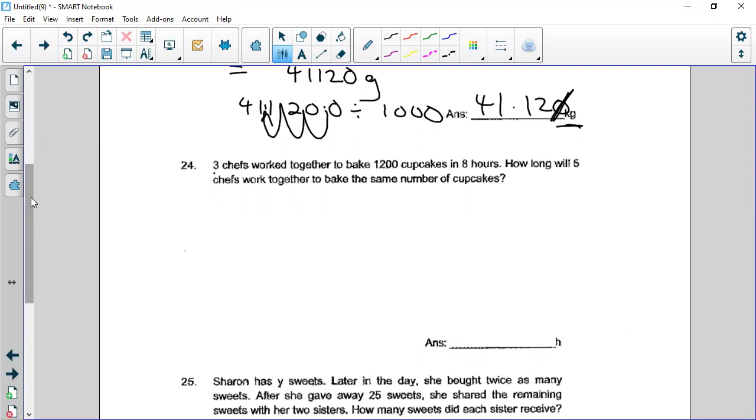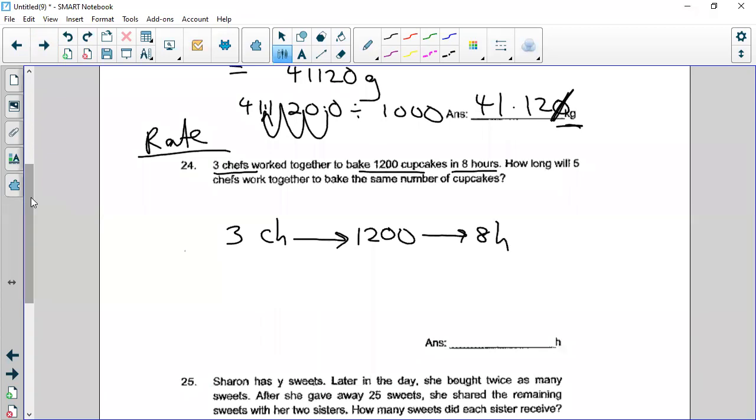Now, how to do this? There is a way to show you. There's a way to get this answer. You need to write like this. Your rate is under rates. When you have a topic under rate, how do you present your steps? 3 chefs work together to bake 1,200 cupcakes in 8 hours. This is how you present your steps.